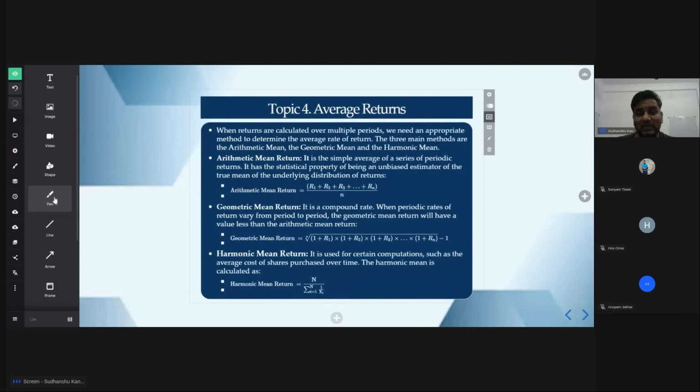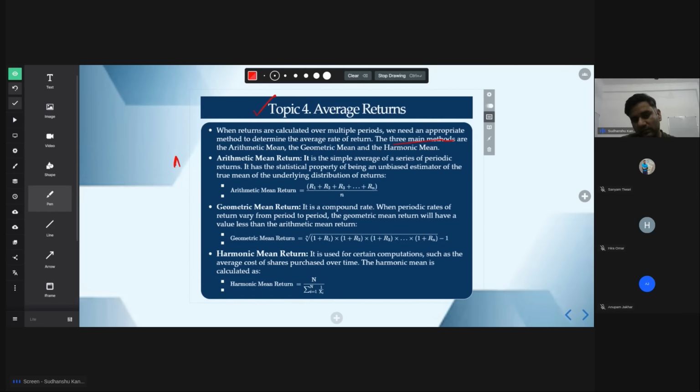Okay, next one is average return. When returns vary across multiple periods, you might have some periods with positive return, some with zero return, and some with negative return. Then it is on you to decide how to summarize them. CFA says you have different methods to summarize. Take an average. Three main methods are there to summarize.